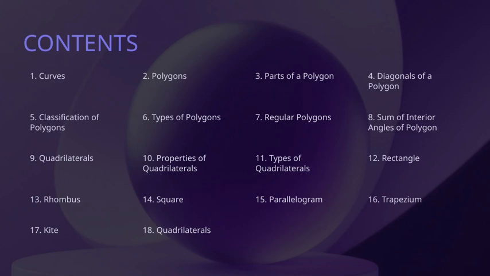Following that, we'll focus on specific types of quadrilaterals, such as rhombus, square, rectangle, parallelogram, and trapezium, highlighting their unique properties. We'll also look into the classification of these quadrilaterals based on their sides and angles, like whether they are regular or irregular. Throughout this presentation, our goal is to build a clear understanding of these geometric figures, their parts, properties, and how they relate to each other within the broader context of geometry.